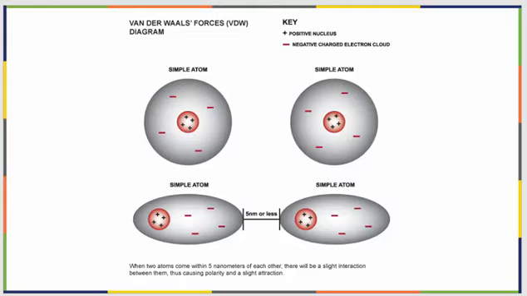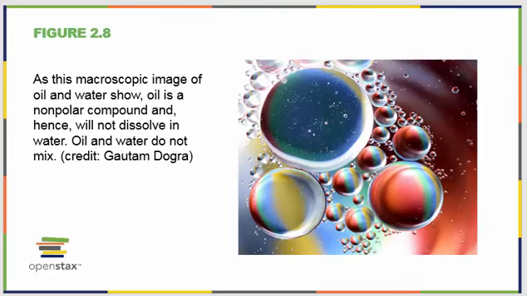We're going to focus on hydrogen bonds though for a while because they have a much bigger impact in the world around us. Water has many interesting qualities thanks to the properties brought about by hydrogen bonding and its polar covalent bonding pattern. Here we see a macroscopic image of oil and water. Oil is a nonpolar compound and hence will not dissolve in water because it can't mix with the polar molecule.